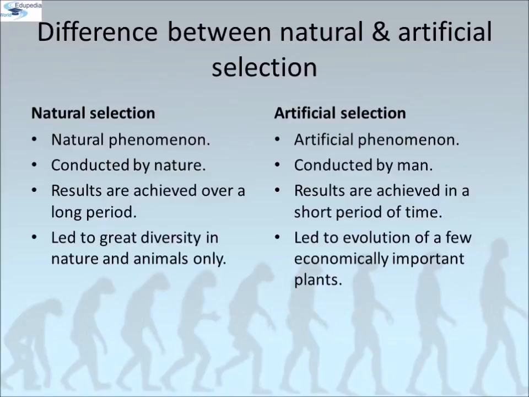Difference between natural and artificial selection. Natural selection is a natural phenomenon. It is conducted by nature. Results are achieved over a long period. It leads to the great diversity in nature, in animals and plants. Artificial selection is an artificial process. It is conducted by man. Results are achieved in a short period of time. It has led to the evolution of a few economically important plants.